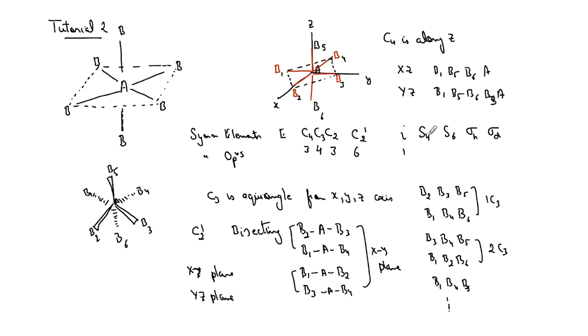I is only one. S4 will be equal to the number of C4 axes. So if you have three C4s, you will have three S4s. S6 should be equal to the number of C3 axes. So if there are four C3 axes, there will be four S6 axes. Sigma H, so you have the XY plane as the sigma H, then the YZ plane, and then the XZ plane. So that means there will be three such sigmas, and sigma D's will be now coplanar with C2 primes. So if there are six C2 primes, you have six sigma D's, right?